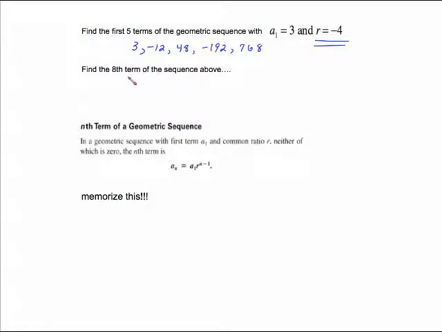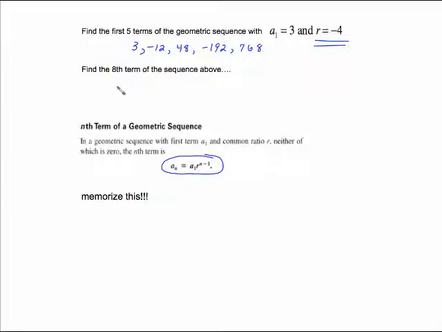Now this one asked me for the 8th term of this sequence. I could count out to 8, but pretend I asked you for the 18th or the 80th. Well, you don't want to count all the way out there. So there is a formula right here for the nth term of a geometric sequence. You need to memorize this, and you need to be able to distinguish this geometric sequence formula from the 3 arithmetic formulas we learned in the previous section.